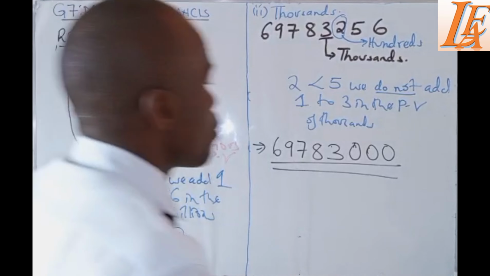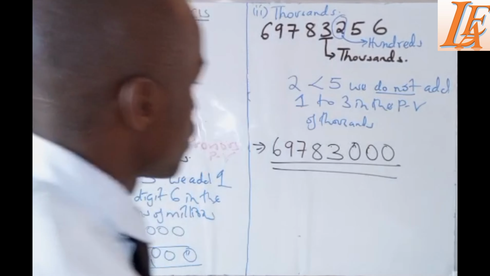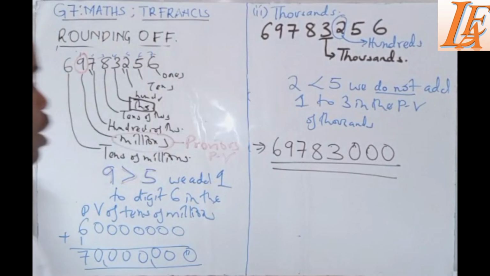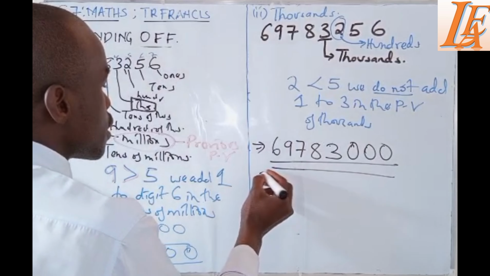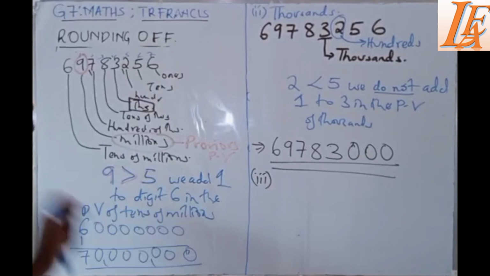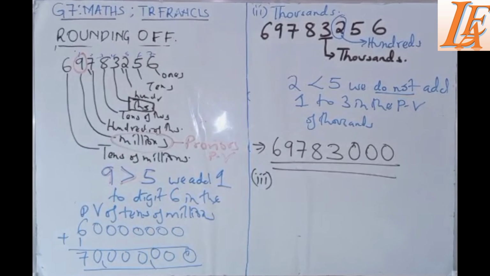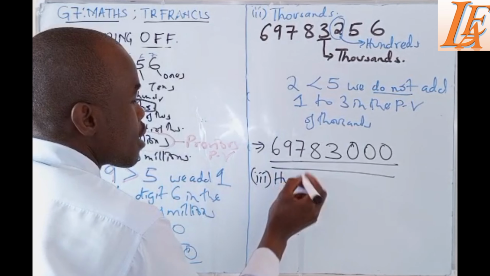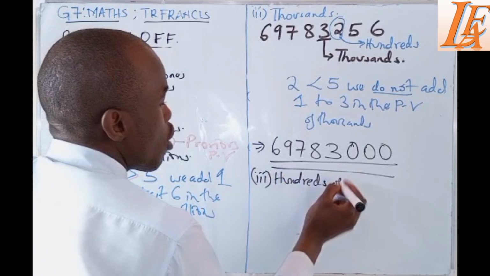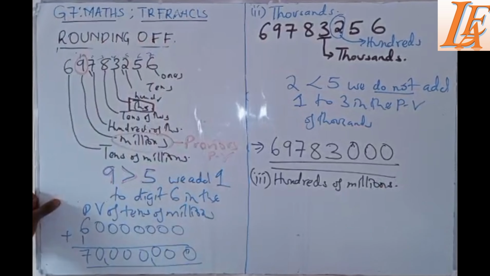The last example. Let us do the last example. Let us now round off to the nearest hundreds of millions. Let us now talk about hundreds of millions.